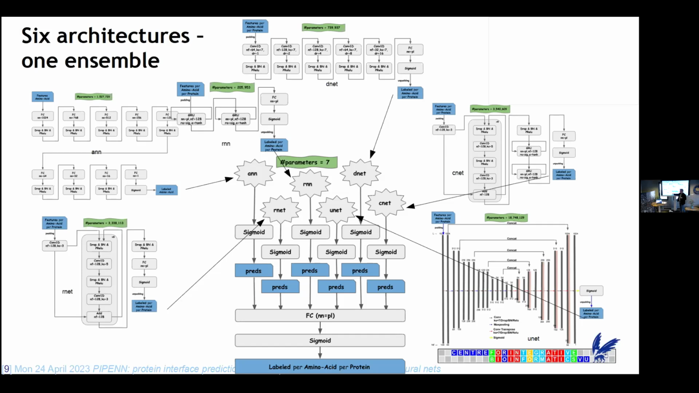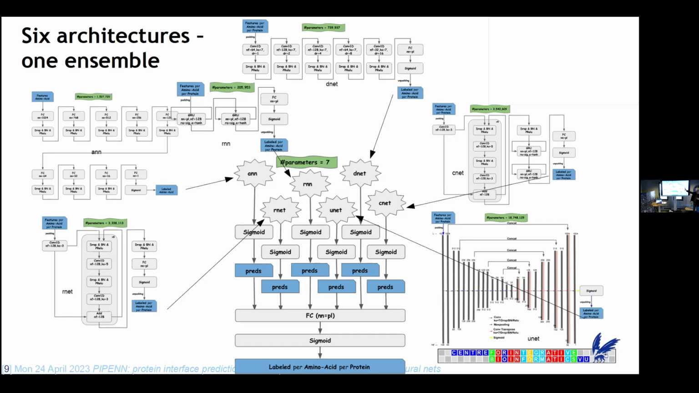So we have a recurrent net, a simple, relatively simple, fully connected ANN. This is RNet and RNN. One is recurrent and the other is, I always forget the other one. This is a dilated net. That's related to a U-shaped net, but different. This is a convolutional net, and this is a U-net. They each have different strengths and weaknesses in terms of the type of patterns that they can extract from the training data.